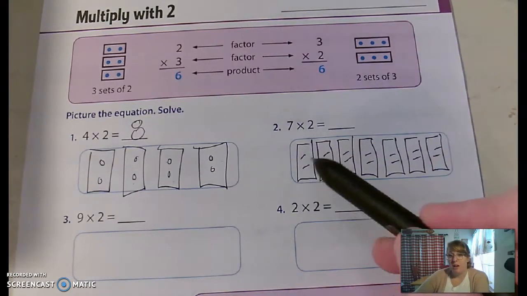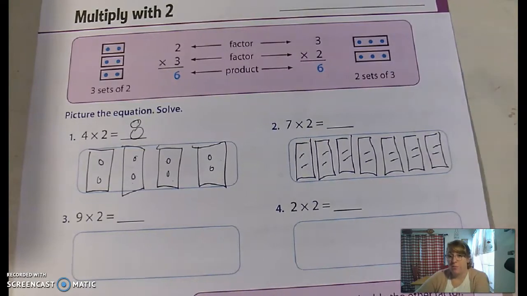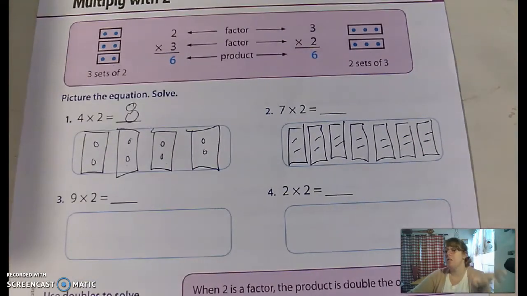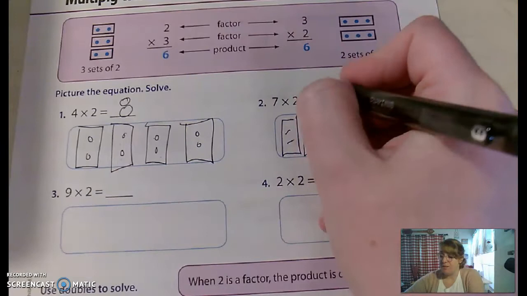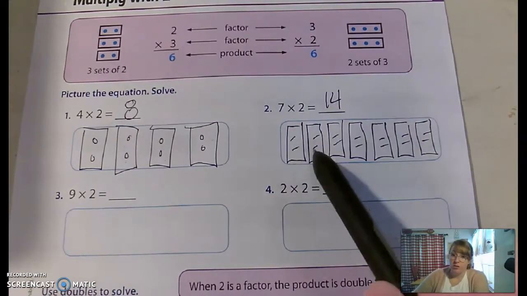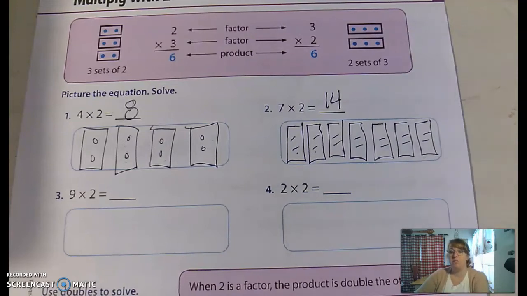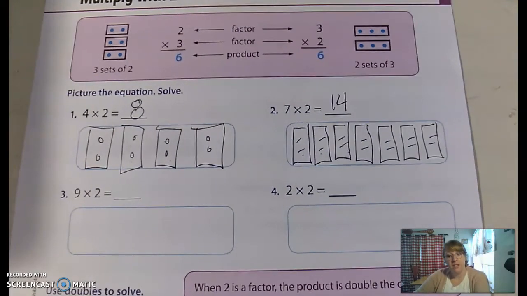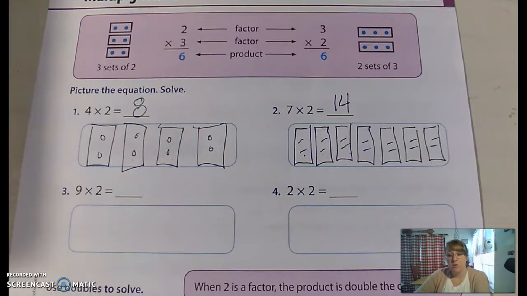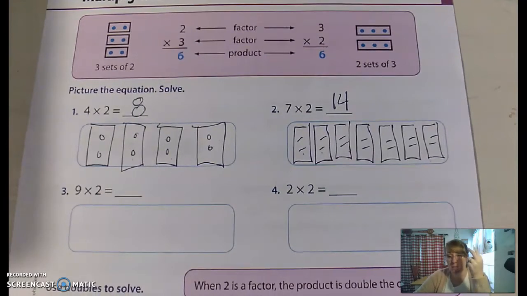Now, I'm gonna have you guys count all those lines, but 7 times 2 is 14. So let's double check. 2, 4, 6, 8, 10, 12, 14. Cool. Did you notice I counted by 2's there? That's one of the cool things you can do when you multiply by 2. You can just count up by 2's.